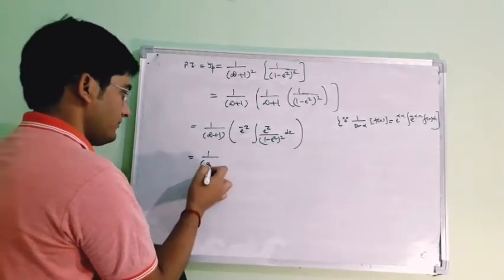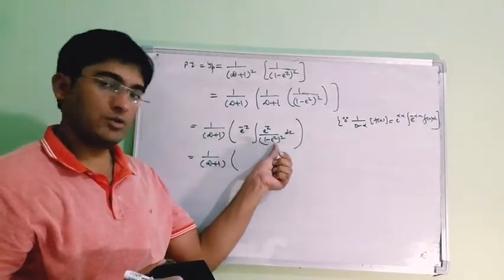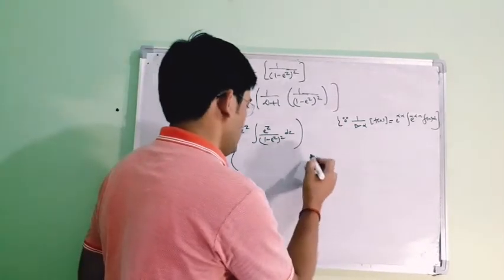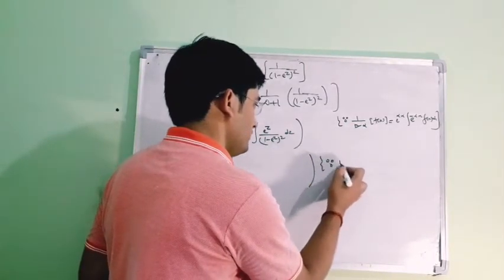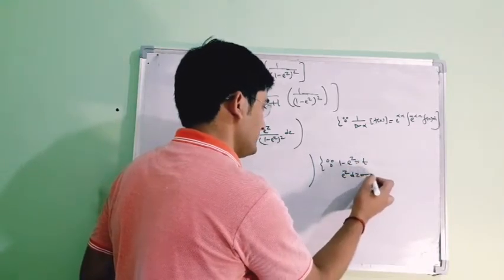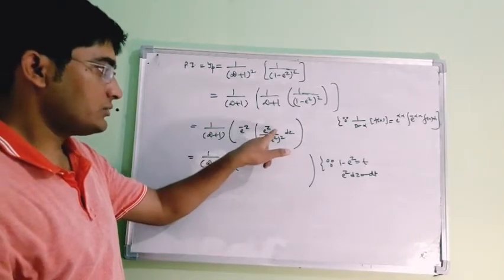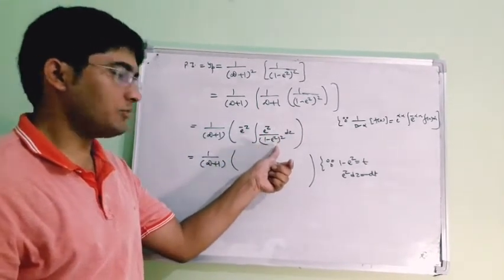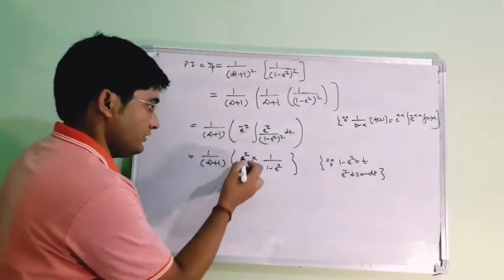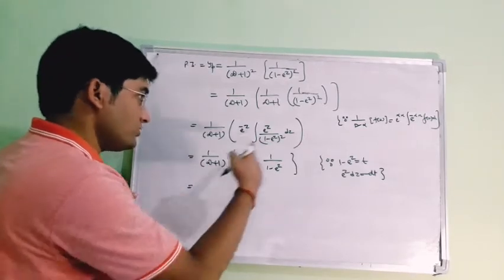Now, if we take 1 minus e to the power z as t, then we will get e to the power z dz equal to minus dt. So this is basically minus dt upon t square, and integration of 1 upon t square is minus 1 upon t. So this is your minus. So now I can use this formula.